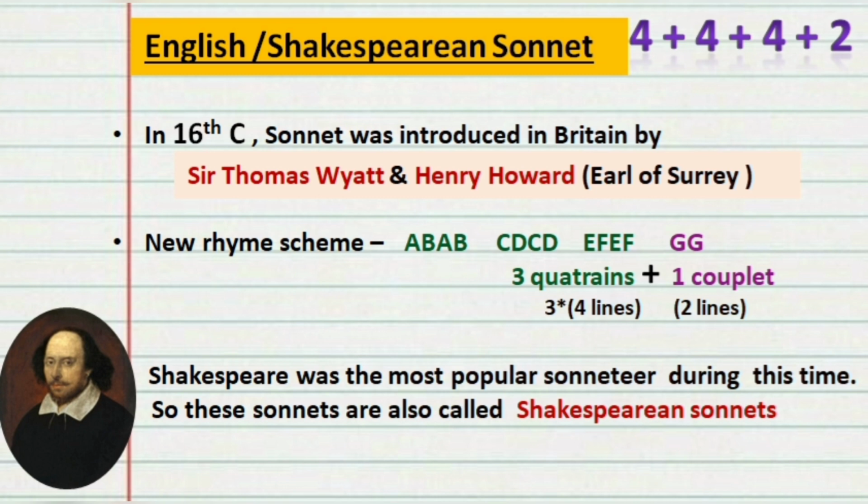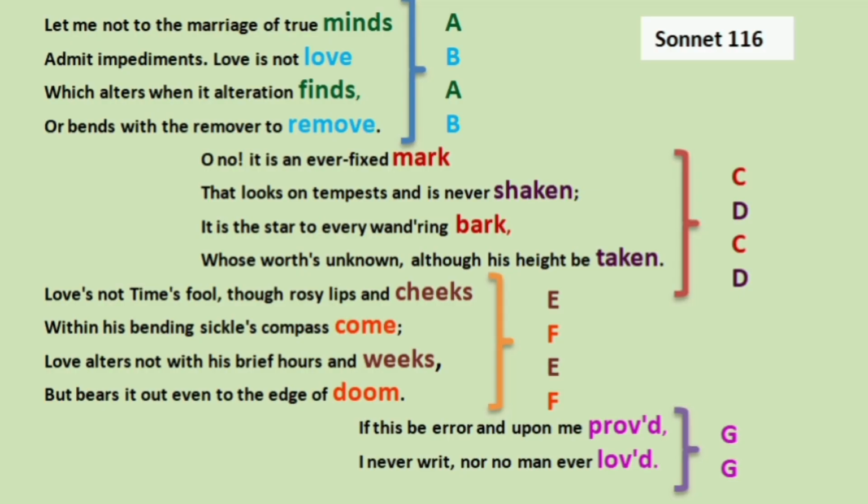Slowly, many English writers started to use the sonnet form to write their poems. Among them, the most popular was Shakespeare, and thus English sonnets are also called Shakespearean sonnets. This is Sonnet 116 by Shakespeare. In this sonnet, we find 3 quatrains and a couplet, and the rhyme scheme also matches that of the English sonnet. So this sonnet is a clear example of an English or Shakespearean sonnet.